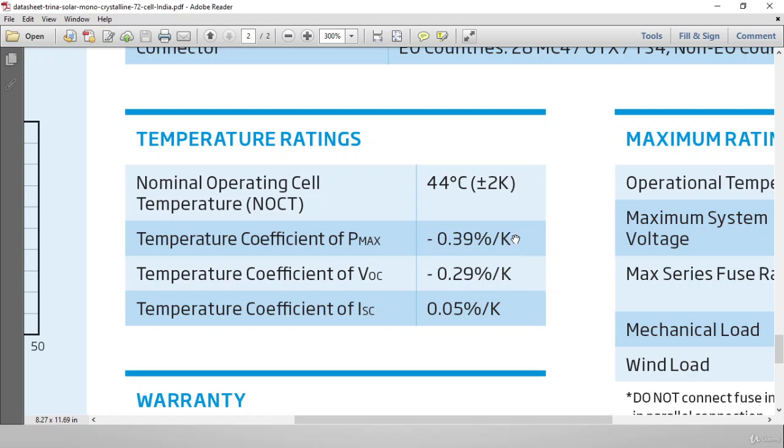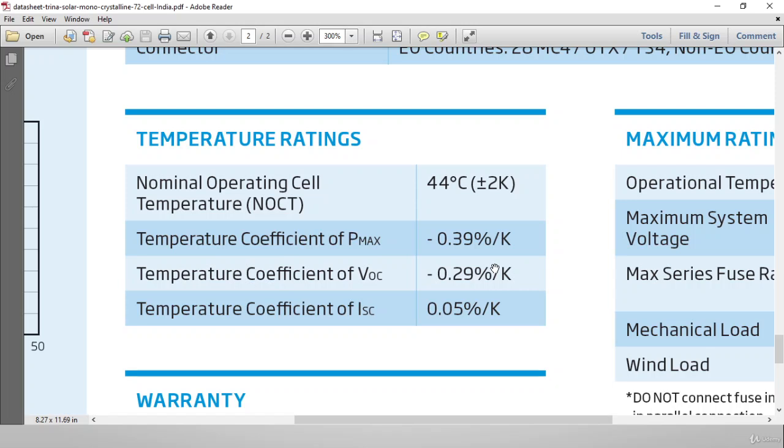So basically it means that whenever we are sizing the string inside the solar panel design, or energy yield estimation for power calculation in terms of kilowatt hour, every 1 degree increase in the temperature beyond 25 degrees centigrade causes a voltage loss of minus 0.29 percent. So from the standard test temperature of 25 degrees centigrade, per degree increase in temperature there is some loss in the voltage and the power production from the solar panels.